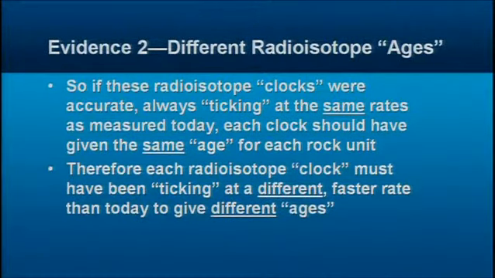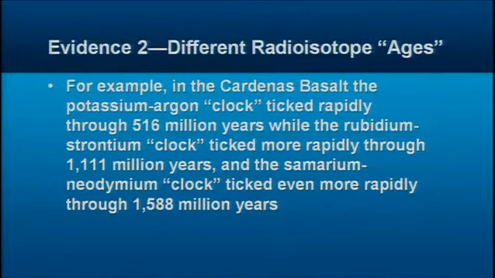So if these radioactive clocks were accurate, always ticking at the same rates that we measured today, each clock should have given the same age, but they didn't. Therefore, the conclusion we come to is that each radioactive clock must have ticked at different and faster rates than today to give the different ages. Let me illustrate what I mean. For example, that Cardenas basalt, while the potassium-argon clock ticked through 516 million years, the rubidium-strontium clock was ticking more rapidly through 1,111 million years, and the samarium-neodymium clock was going even faster and faster, ticking through 1,588 million years.